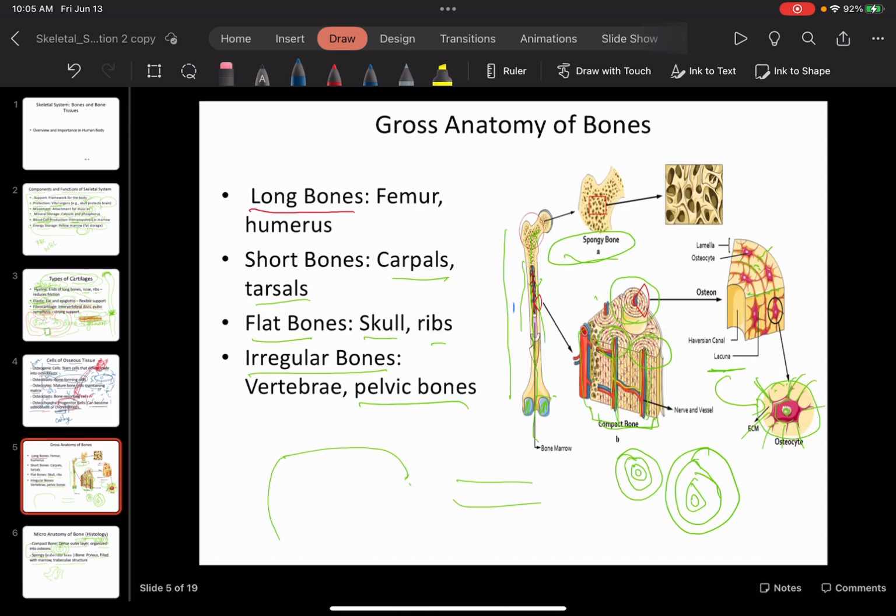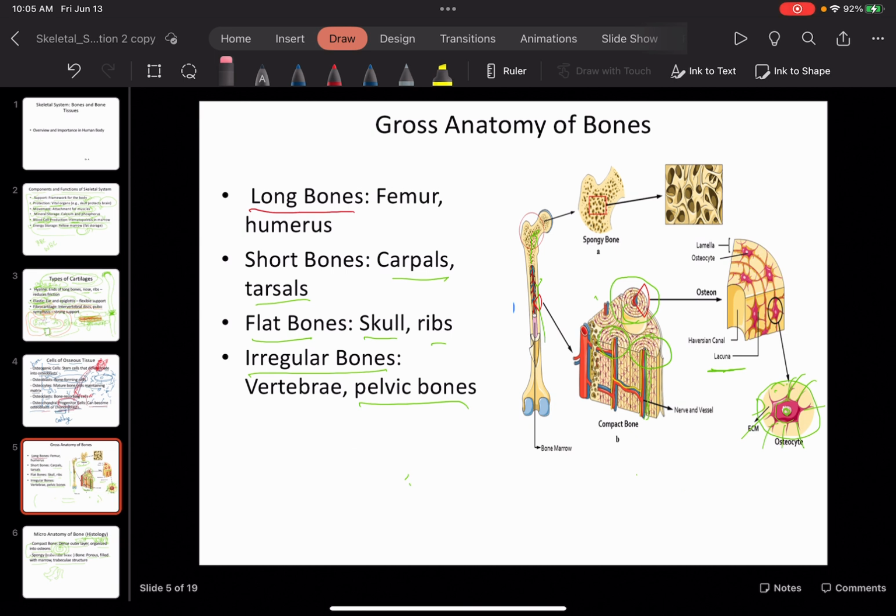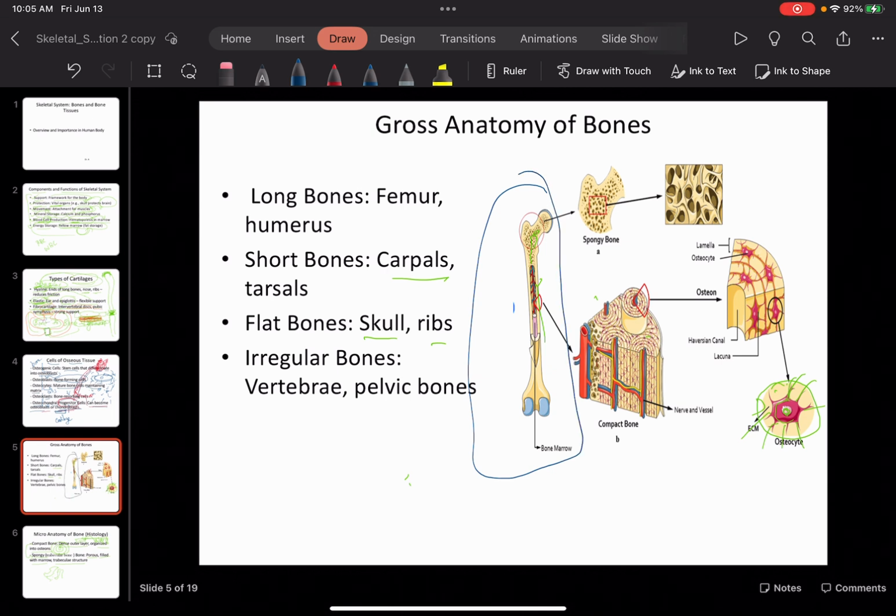Then gross anatomy of bone. So the bone can be different types. They can be long bone, short bone, irregular, and flat bones. So we're going to see long bones, examples of that are humerus, femur, phalanges, etc. The short bones are the carpals and tarsals, which are in the wrist and ankle area. They are small bones. Flat bones, you see on the skull, are going to be flat.